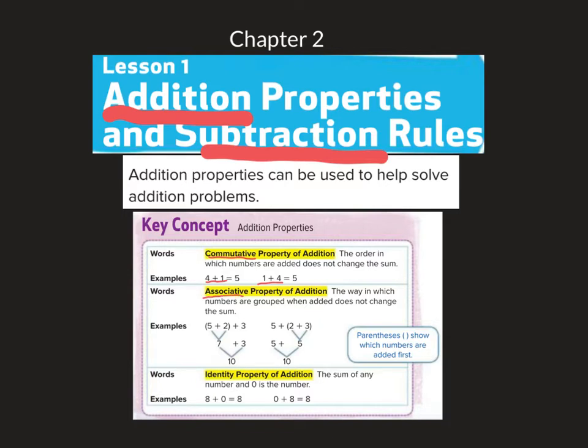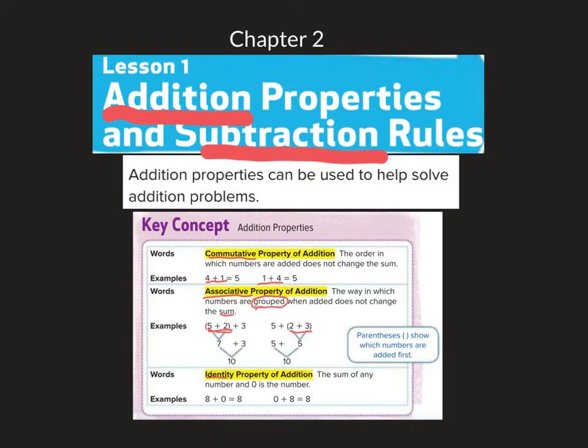The associative property says the way in which the numbers are grouped when added does not change the sum, which sum again is the answer. So that means if I have 5 plus 2 plus 3, I could choose to add 5 plus 2 first, or I could do 2 plus 3 first. And in the end, I'm still going to get the answer of 10.